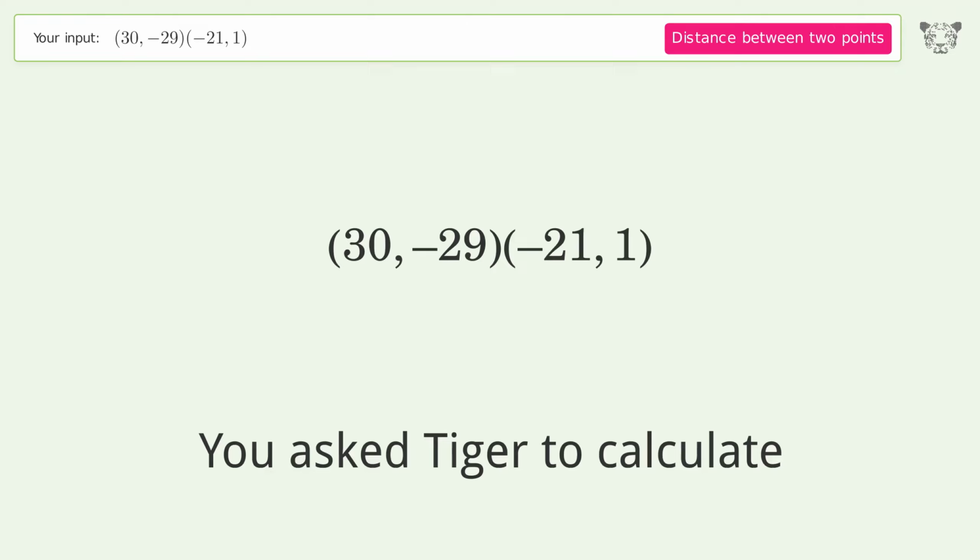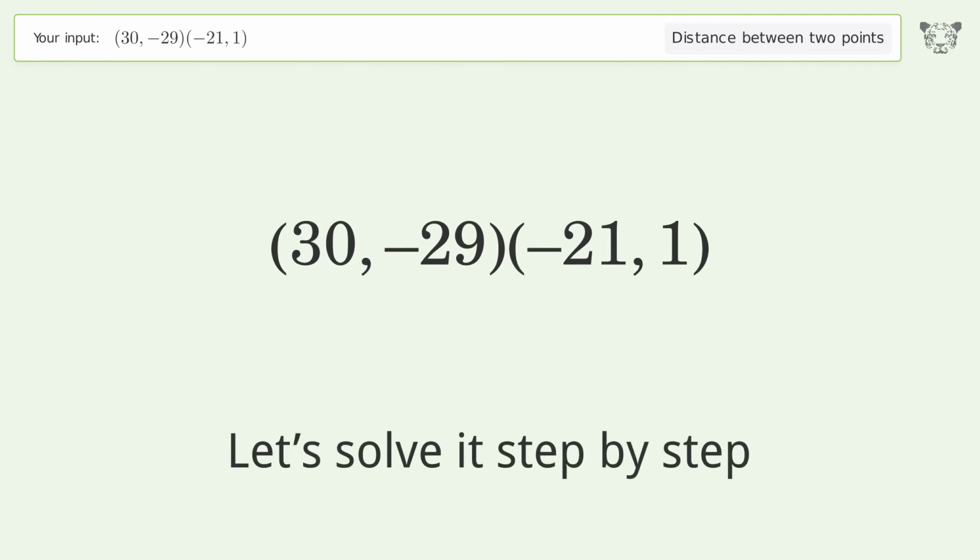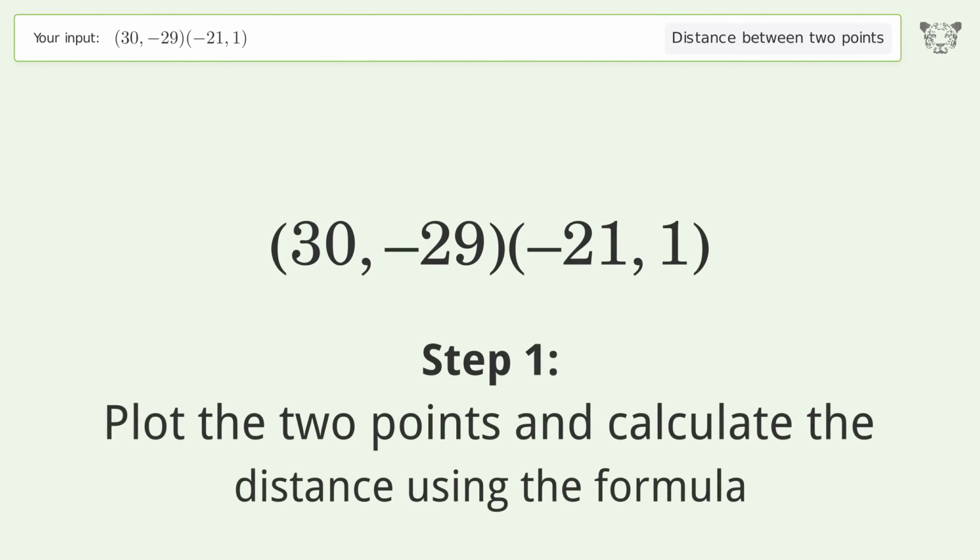You ask Tiger to calculate. This deals with the distance between 2 points. The distance between the 2 points is the square root of 3501, or 59.169. Let's solve it step by step. Plot the 2 points and calculate the distance using the formula.